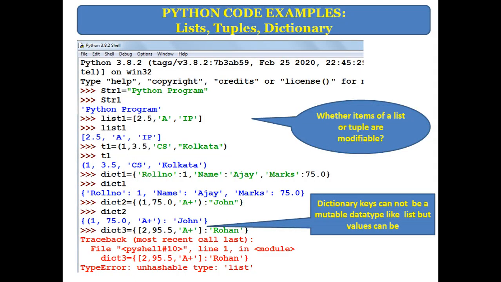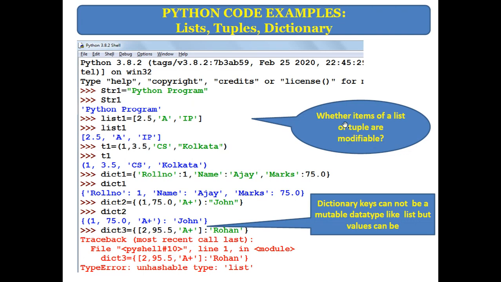Now let us see a code: how to define a string, how to define a list, how to define a tuple, how to define a dictionary. Here I am trying to assign a list as a key. It is generating an error because a mutable type cannot be used as a key in a dictionary.